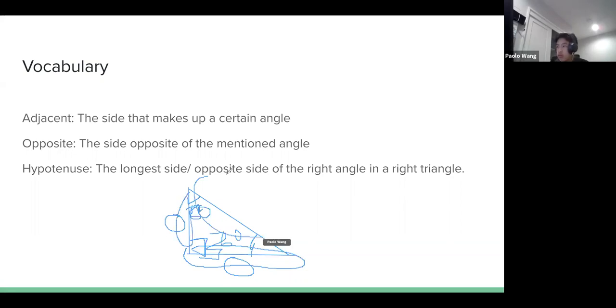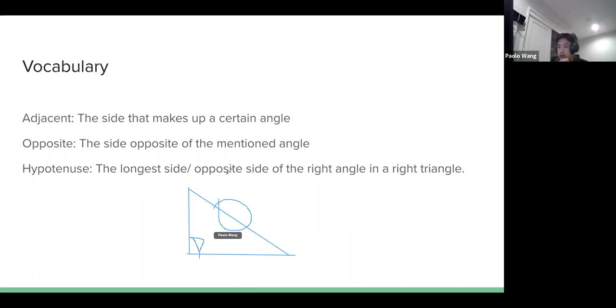Okay, the opposite side of an angle, let's say, is over here. It's pretty self-explanatory. It's the side that isn't touching the angle physically. And then the hypotenuse is just the longest side. So for this example, it's over here.